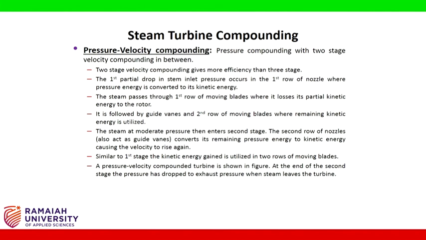The second row of nozzles, also acting as guide vanes, converts its remaining pressure energy to kinetic energy, causing the velocity to rise again. Similar to the first stage, the kinetic energy gained is utilized in two rows of moving blades. A pressure velocity compounded turbine is shown in the figure. At the end of the second stage, the pressure has dropped to exhaust pressure when steam leaves the turbine.